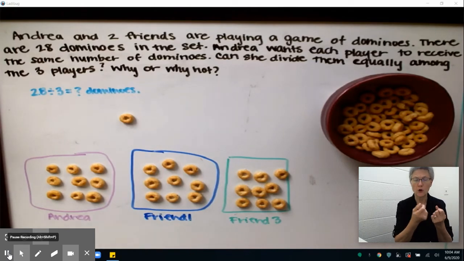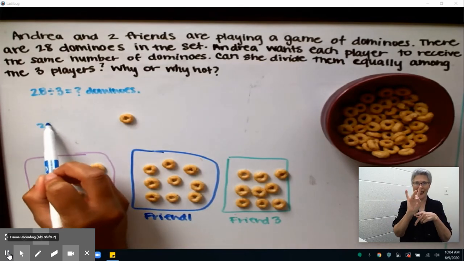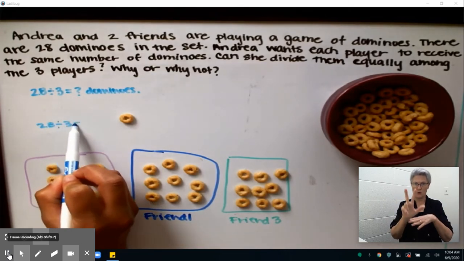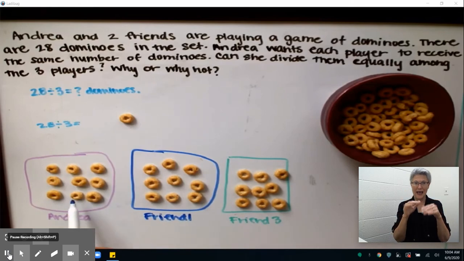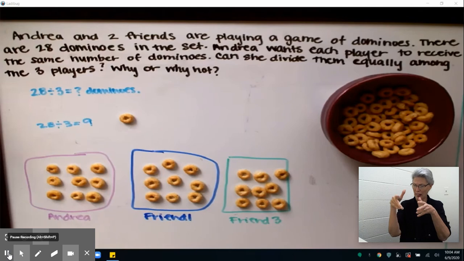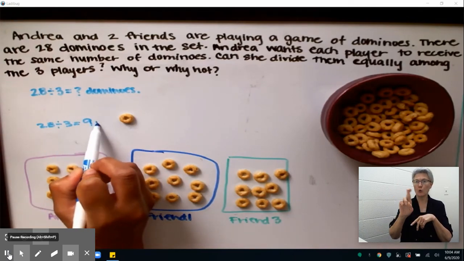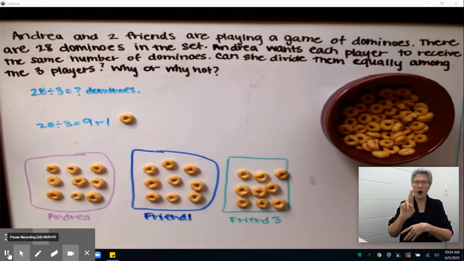So if we go back up to our division problem, I know that 28 divided by 3 gives us 9. See how I've got 9 in each group? But I have 1 left over, so I need to show that in my answer. So I can show that by writing that there's a remainder, or R, of 1. 28 divided by 3 is 9 remainder 1.